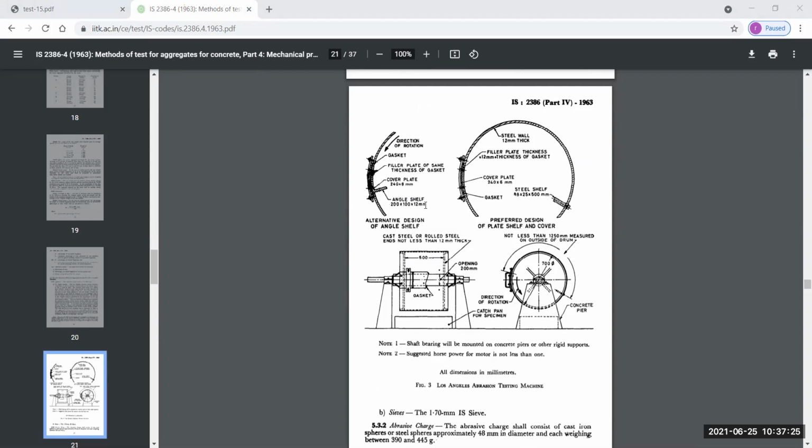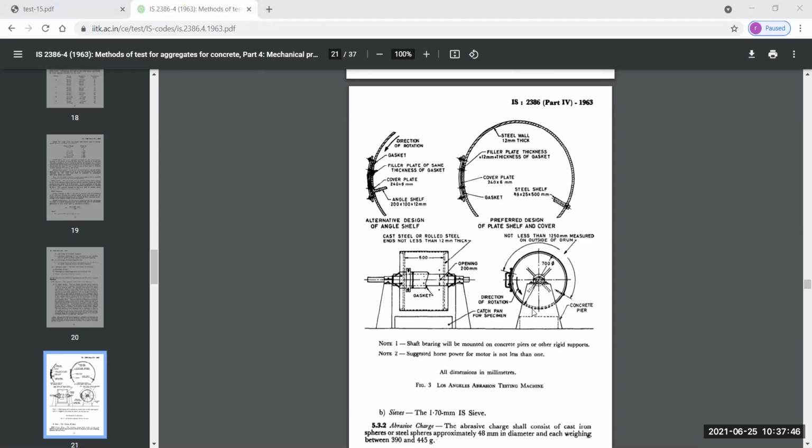Angle shelf is also given. Here a steel wall of thickness 12 mm. Filler plate thickness 12 mm plus thickness of gasket cover plate. These all are alternate designs of angle shelf and the preferred design of plate shelf and cover is also given.